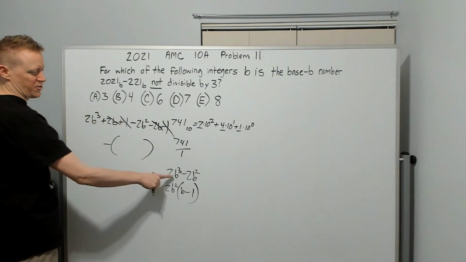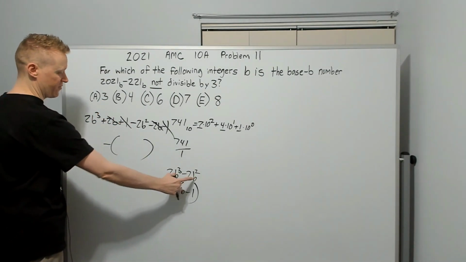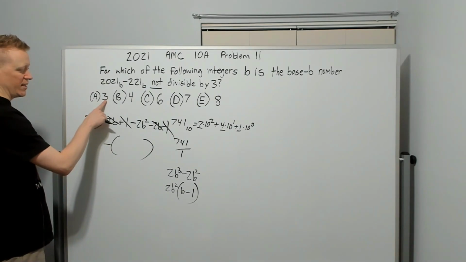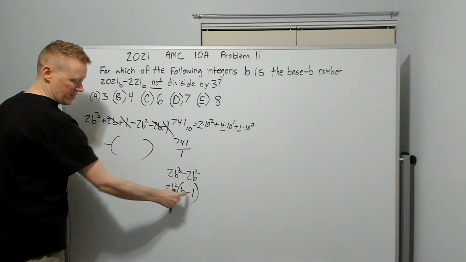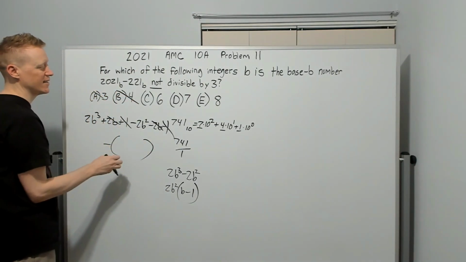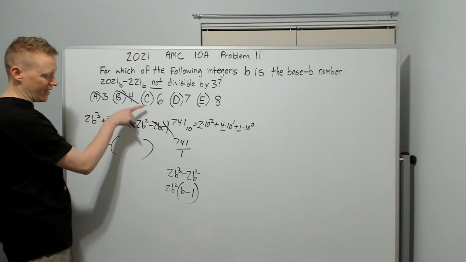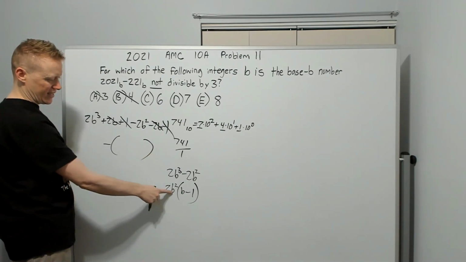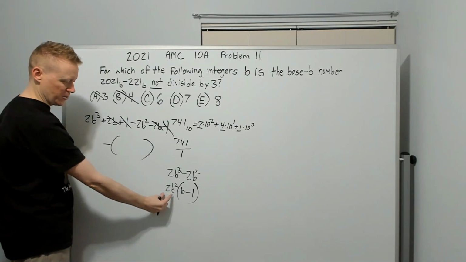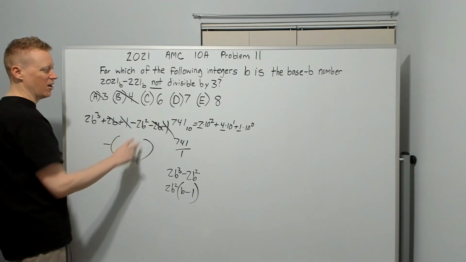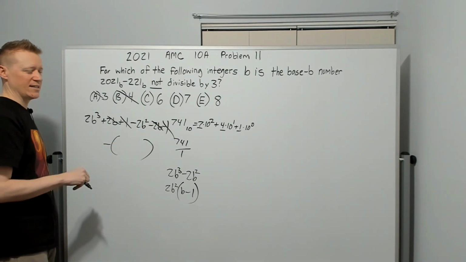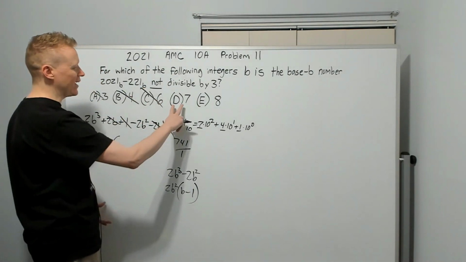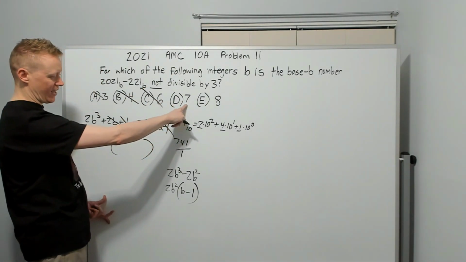Obviously, if you plug in 3, both parts are going to be divisible by 3, so there's no point in doing that. If you plug in 4, 4 minus 1 is 3, so that's going to be 3 times something, so that's not it. So it's not B, it's not A. If we plug in 6, 6 again is a multiple of 3 by itself. So it's not C. Okay, then D, 7.